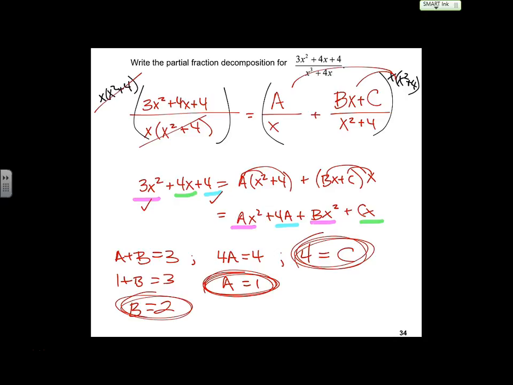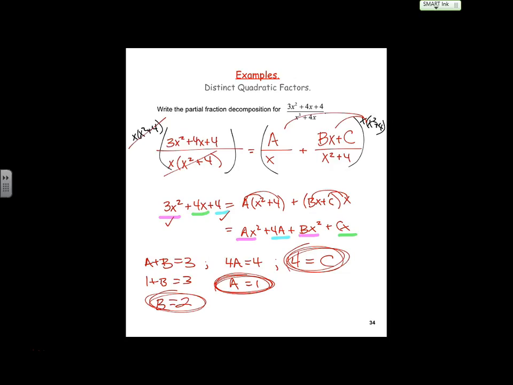What do I do with all 3 of those? Plug them into the partial fraction that I was trying to complete right there, right? So then my final answer would be who over x? 1 over x plus who over x squared plus 4? 2x plus. Got it. Dun, dun, dun, dun.